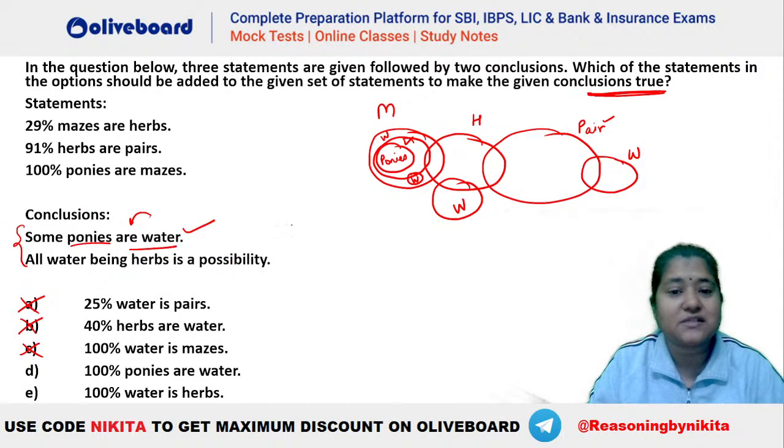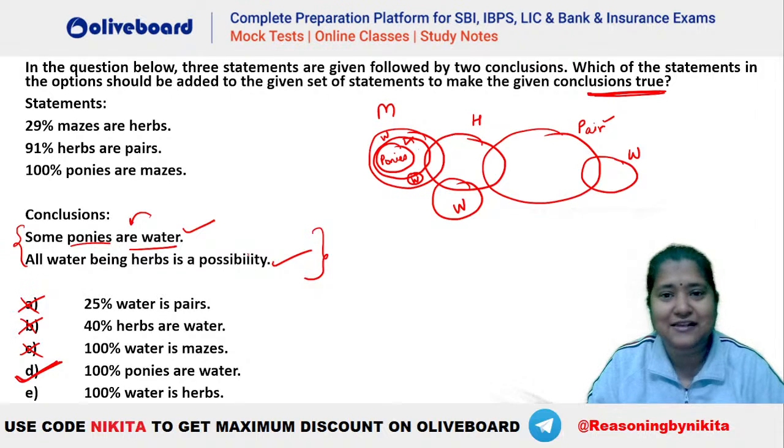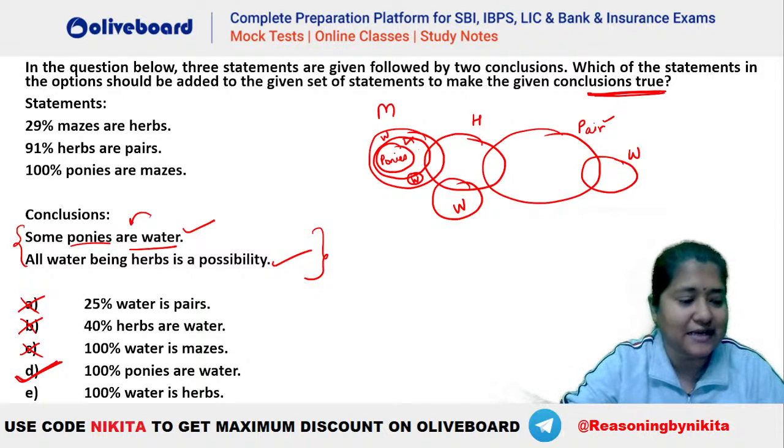All water being herbs is a possibility. You can see water and herbs, they are independent. They do not have anything negative in here. So that means this is also a possibility. That means on adding option number D, you will get these two as definitely true. I hope this is clear. Okay, so option D would be the right answer here.